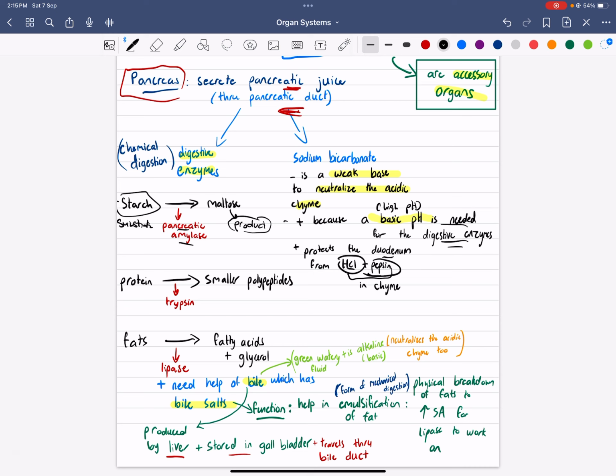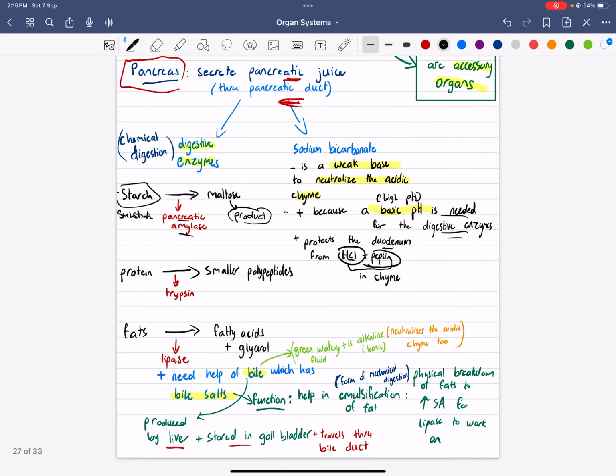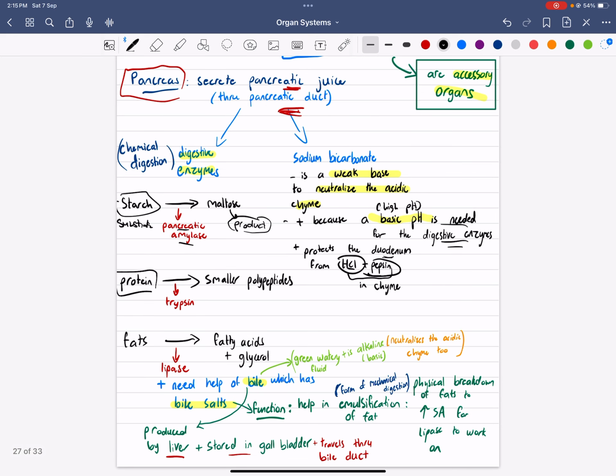So remember we had salivary amylase in the mouth, which breaks starch into maltose. Now we have another type of amylase, but this time it's released by the pancreas. So we call it pancreatic amylase, and it breaks down starch into maltose. Now we also have protein in our diet. What breaks protein? Trypsin this time. So watch out. Pepsin is in the stomach. Okay? Trypsin is released by the pancreas into the small intestine. And what does it break down? It breaks down protein into smaller polypeptides.